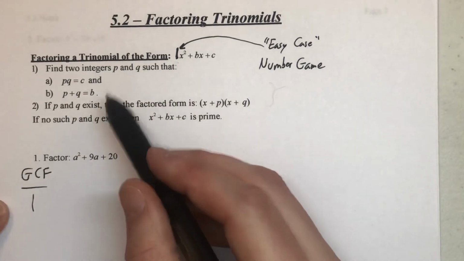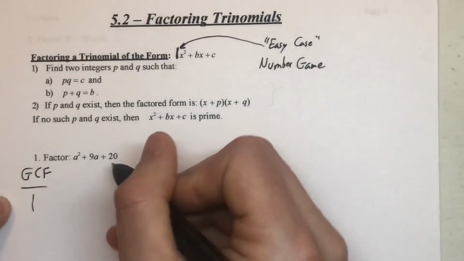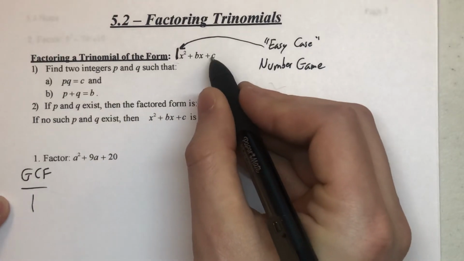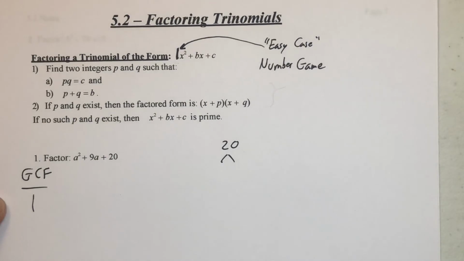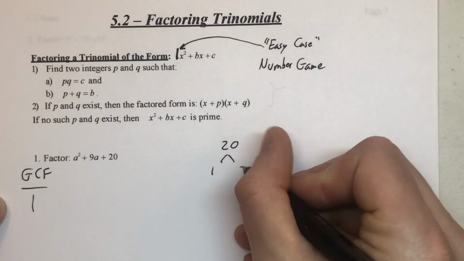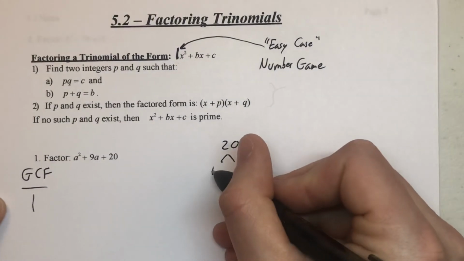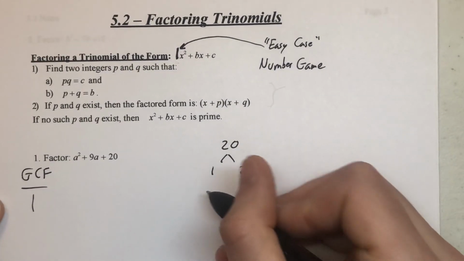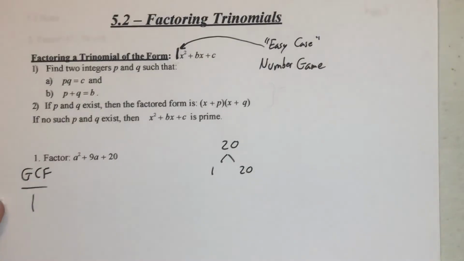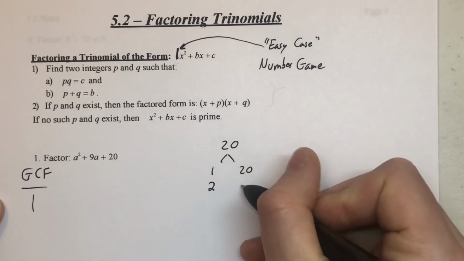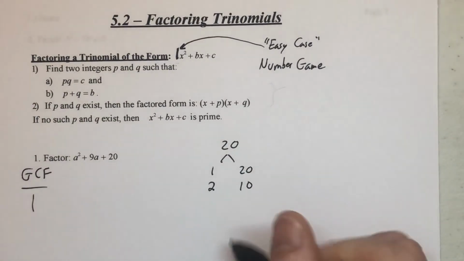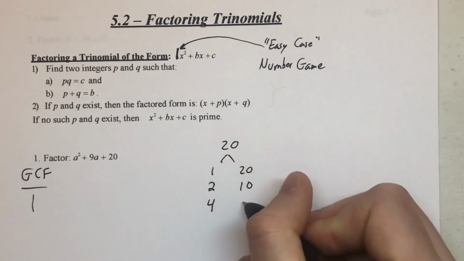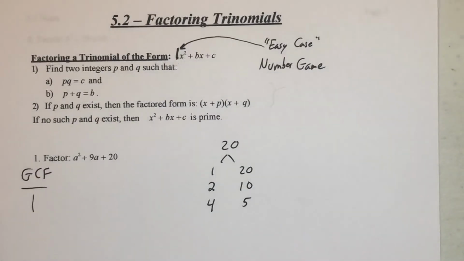Now for the number game, the approach I like to use is to start with the c. Start with the number at the end, the constant, and just think of the different pairs that multiply to 20. And I always use an organized approach. I start with 1 and the number, and then I just start counting up from 1, asking does that number pair with something to give me 20? Meaning after 1 comes 2, and I know 2 and 10 give me 20. After 2 comes 3, 3 is not a factor of 20. After 3 comes 4, and 4 and 5 are factors of 20.